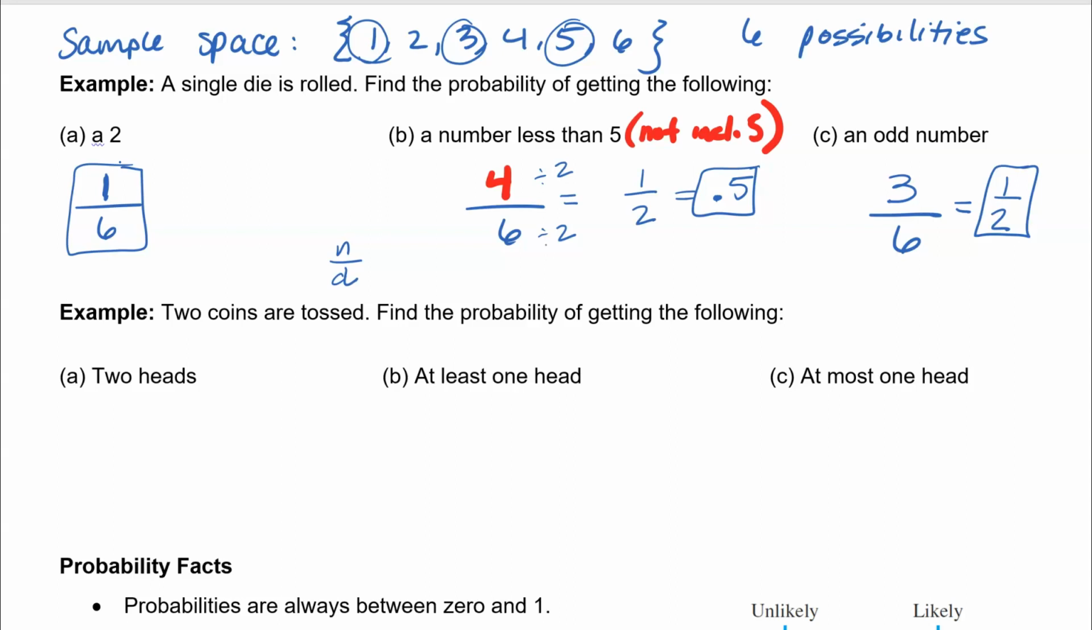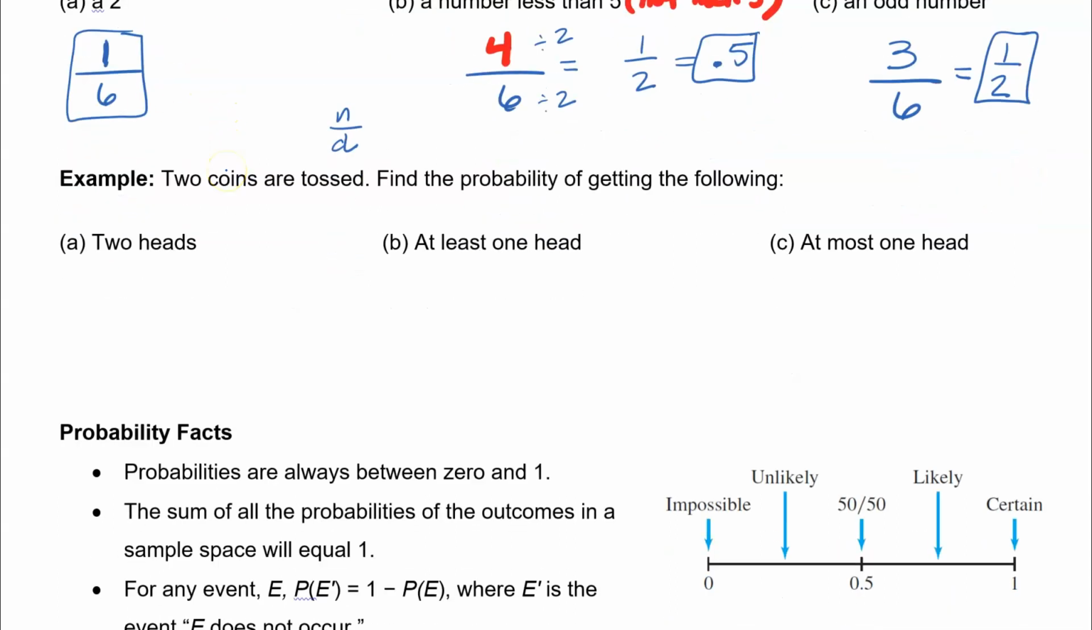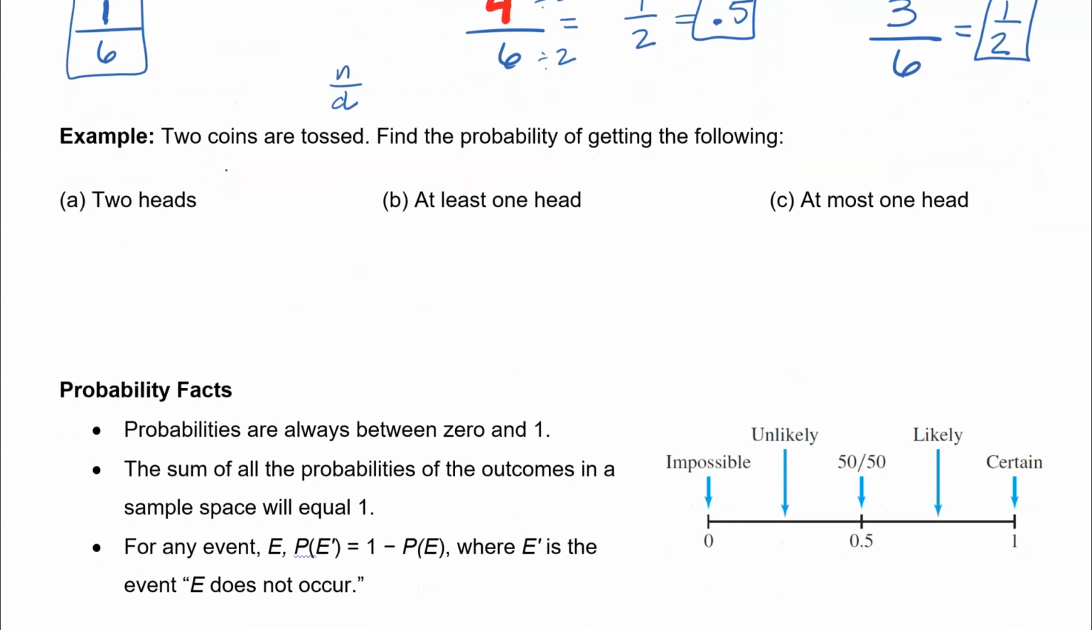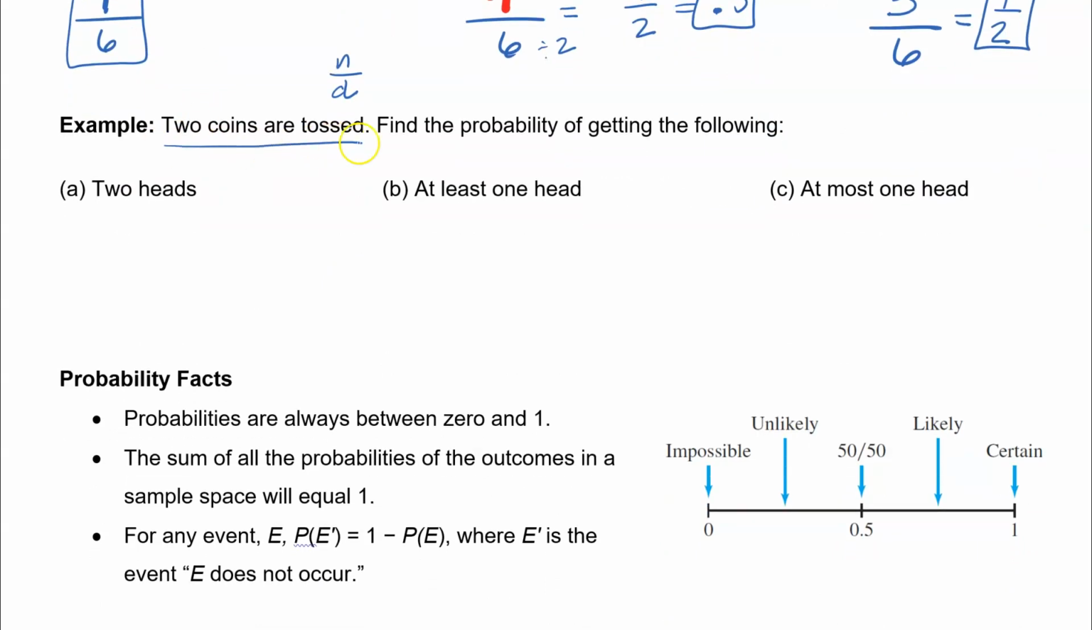So just pay attention to what the directions ask you. So let's look at this example. Two coins are tossed. Find the probability of getting the following. If we have two coins here, I want you to visualize two coins. This first one could be tails or heads, and the second one could be tails or heads.